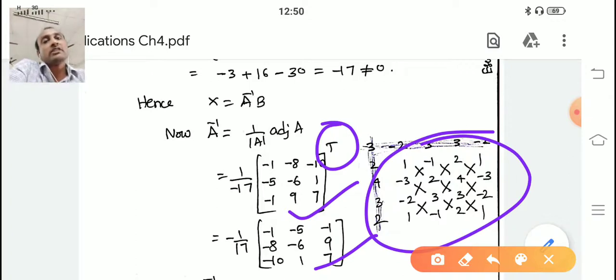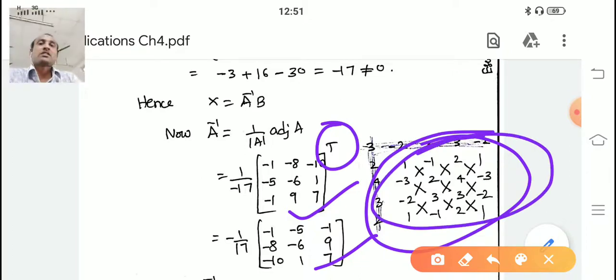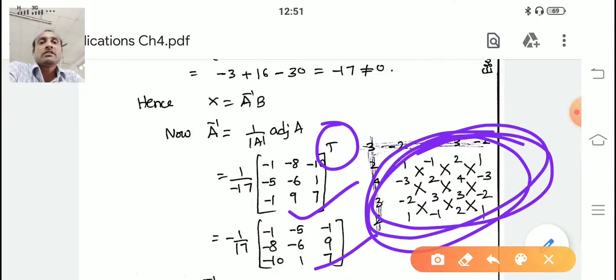What is adjoint? Once again you can revise that video. That is the adjoint definition: the transpose of all cofactors, the transpose of the cofactor matrix. Cofactor matrix means replacing each element by its cofactor. This is the process of finding cofactors, and this is the shortcut method for finding cofactors. If you want to see it once again, listen to the video which I sent you yesterday.